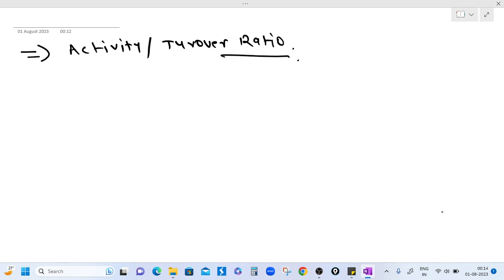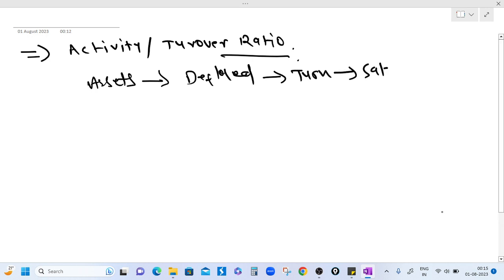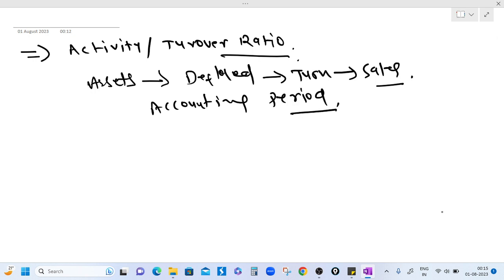So basically the purpose here is to identify how many times a particular asset is deployed into the business and turned into sales. So we are talking about an accounting period. In an accounting period, how many times this particular process is completed, that is the activity ratio.